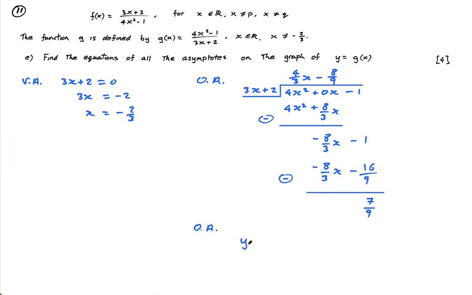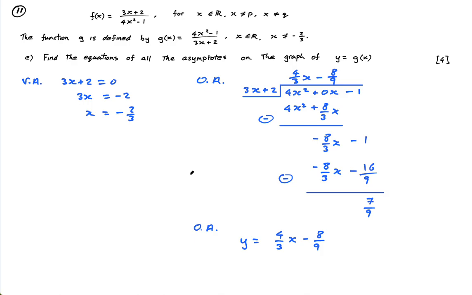Now the oblique asymptote is therefore y equals 4 over 3x minus 8 over 9, because, well, this part here is the oblique asymptote, because this is the remainder which is divided by this, and as x gets really, really big, this is kind of left out on its own, and this is what's important. As I said, I go over that in more detail in my lesson, but that's how you find your oblique asymptote.